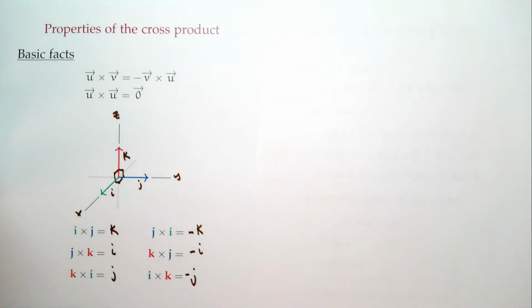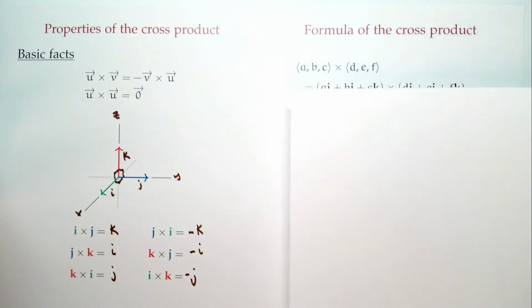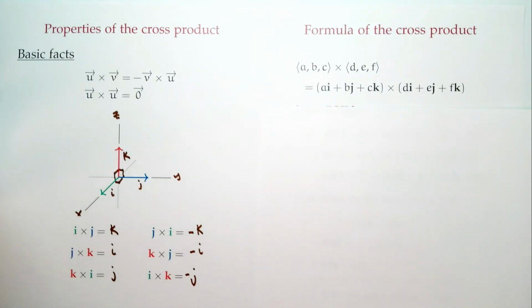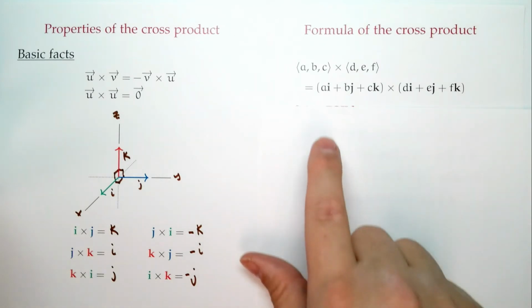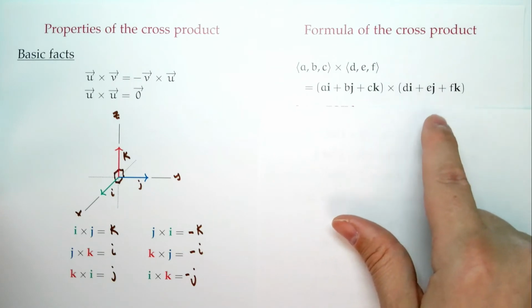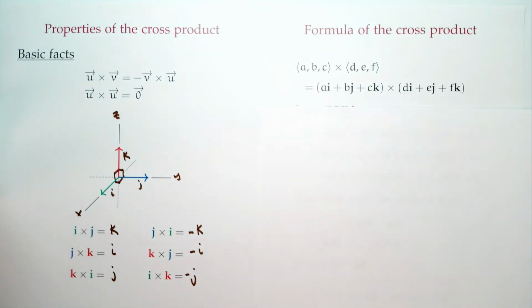So, where do we go? Well, let's do the formula of the cross product. So I'm going to start in component form, and I can only do this for three-dimensional vectors. So I have (A, B, C) cross (D, E, F). So that's Ai plus Bj plus Ck, cross Di plus Ej plus Fk.